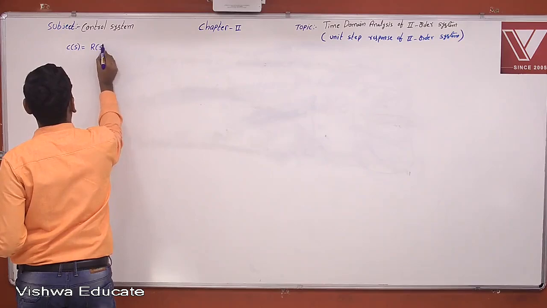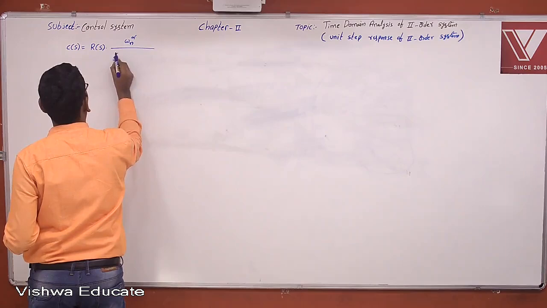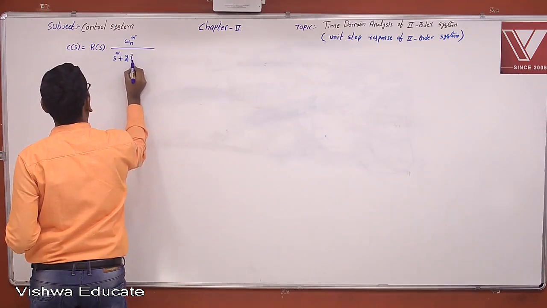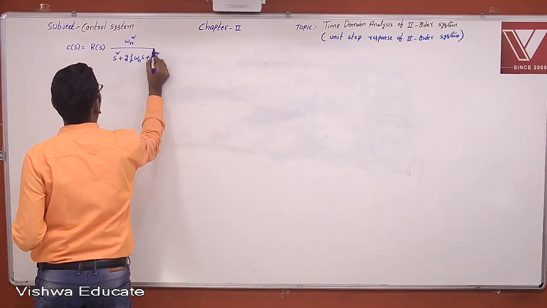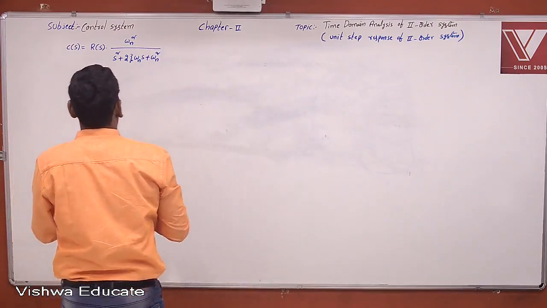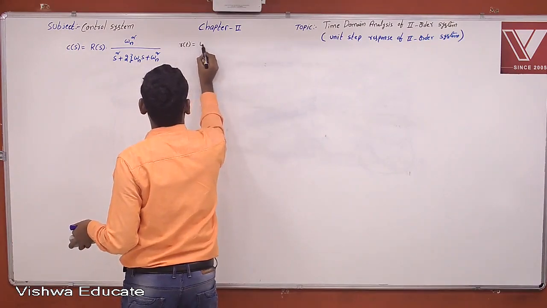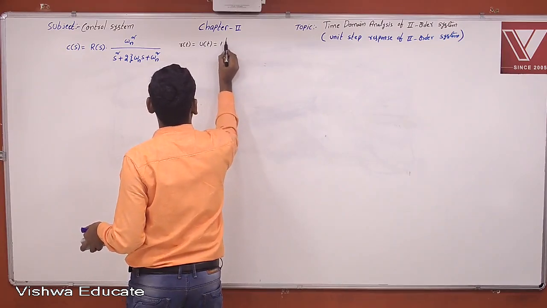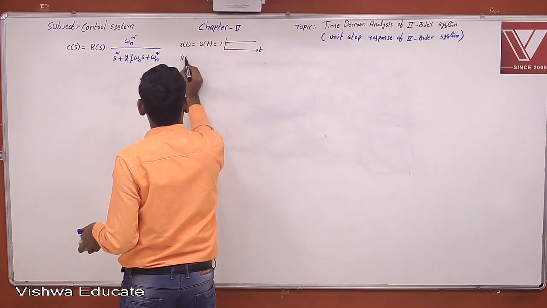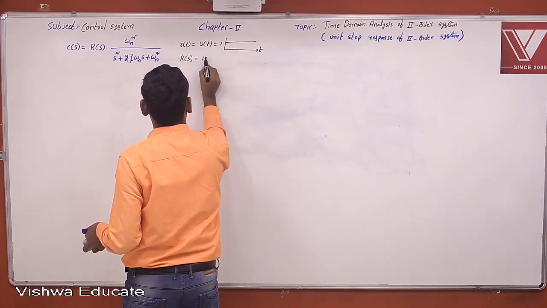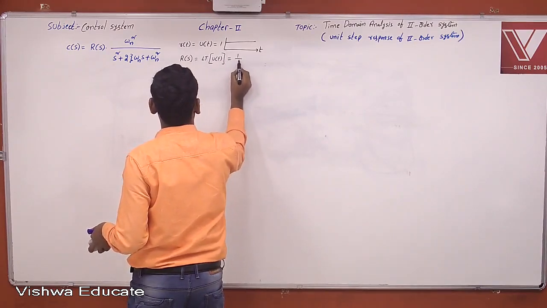Okay. Now this is the second order system. Now apply the input. R of t is equal to U of t, because now this is the unit step input. Now what is R of s? R of s is nothing but the Laplace transformation of U of t, which is equal to 1 by s.